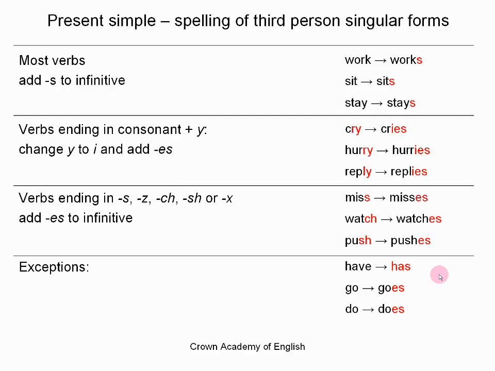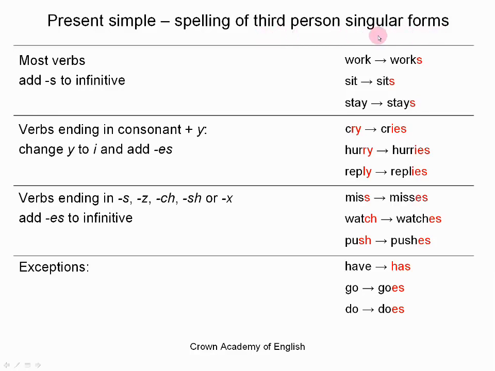Then the verb to go. So the verb to go would be I go, you go, he goes, spelt G-O-E-S. And then the verb to do would go I do, you do, he does. So you don't say, for example, he do. It's he does. Okay, so that is it basically. Those are the rules for the different forms that the third person singular can take.